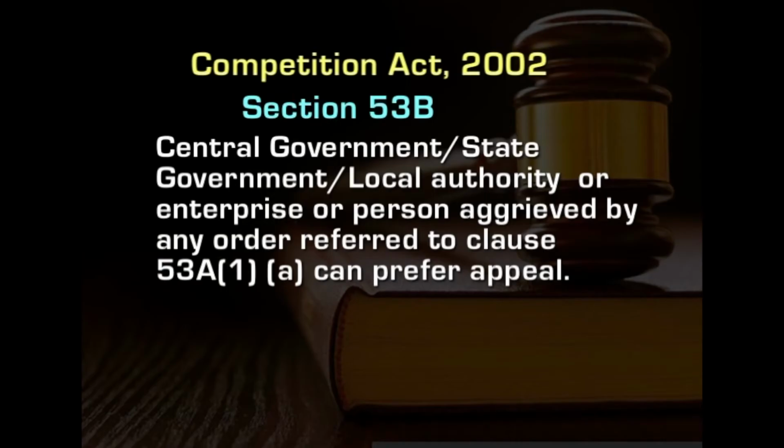It says the central government or the state government, any local authority or any enterprise or any person aggrieved by an order referred to at section 53A subsection 1 and subsection A can prefer an appeal. This section 53A subsection 1 subsection A deals with those provisions under which orders of the Commission can be challenged by way of appeal before the Competition Appellate Tribunal.